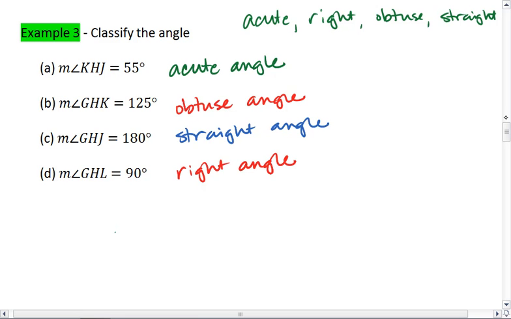If you had any questions on those, go back and review the definitions of acute, obtuse, straight, and right, and make sure you understand why these are labeled as such.